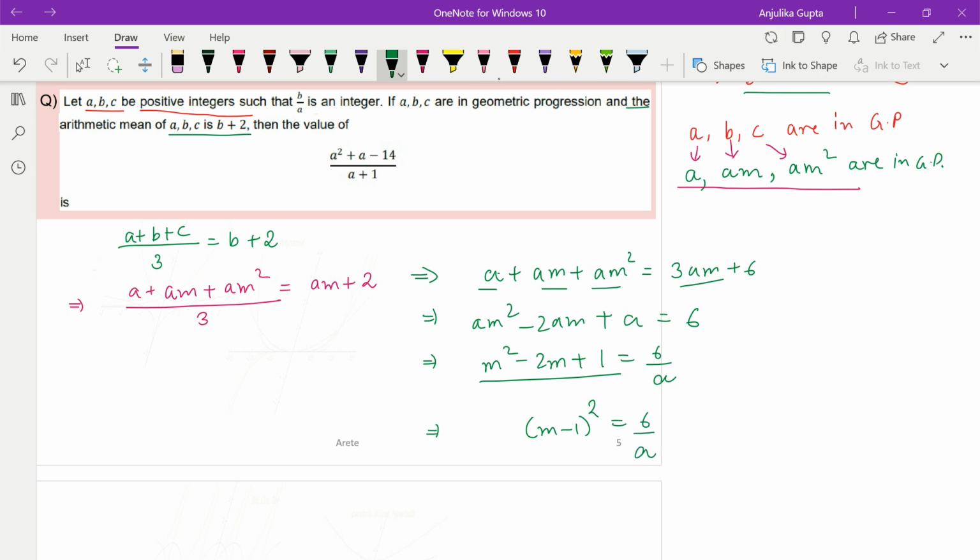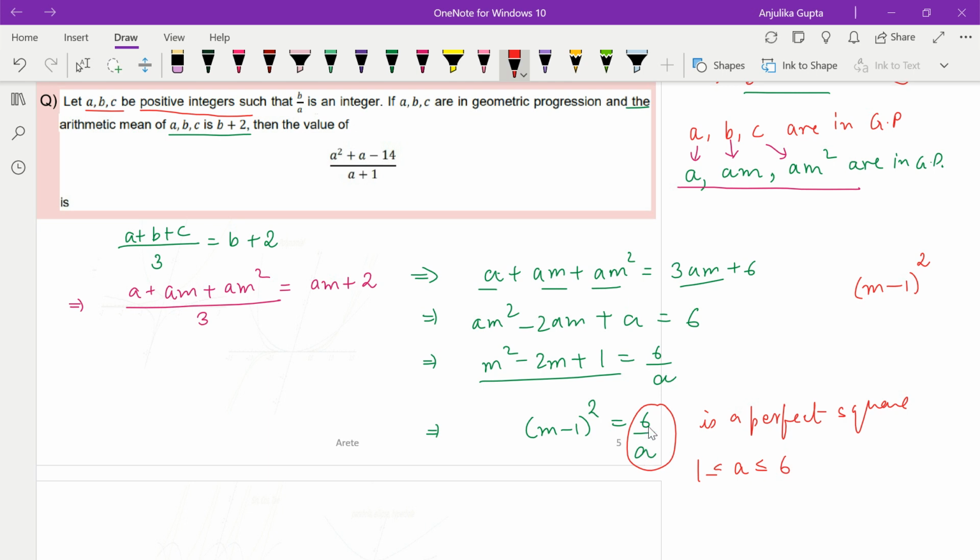Now what do you see? M is an integer, so is M minus 1. And M minus 1 is an integer, which means 6 by A is a perfect square of an integer. So for what values of A can you have that? A can't be greater than 6, because you don't want a fraction; you want an integer square. So A can only take a value from 1 to 6, any one.